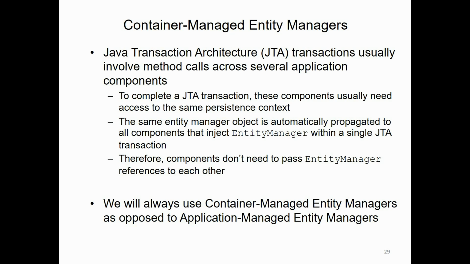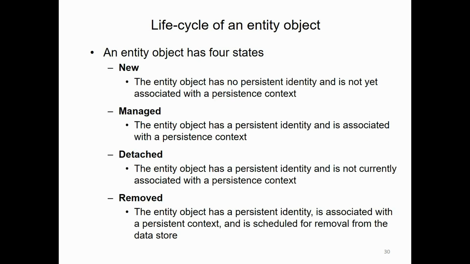Or if there's a problem that causes data to be lost, or you've got to undo what you've already attempted, that also needs to be reflected in the other computer. And all of that really is managed through these transactions. And if we use the JTA, then that's done automatically for us. We don't have to manually put the code in there. And therefore, we will always use the container managed entity manager along with these JTA transactions. An entity object can be in one of four states.